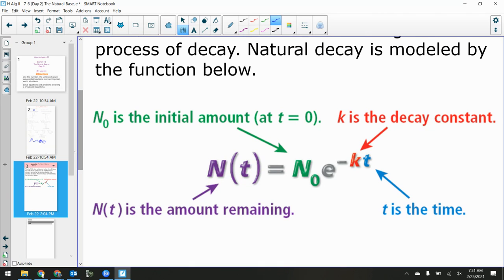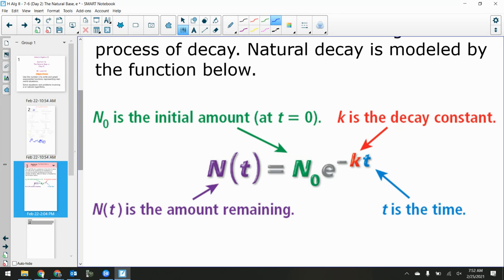So here's our decay formula. N of t, the final amount remaining, is equal to N sub 0, or N naught, which means that's the initial amount, our beginning amount, because the number out front in front of the exponent is always your initial amount.